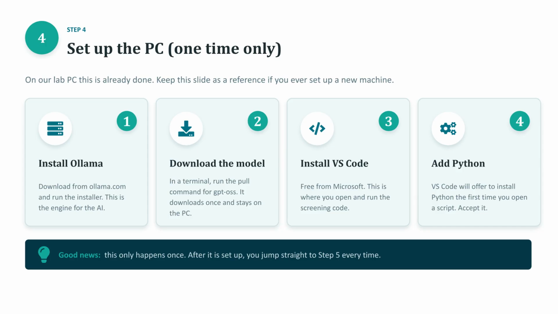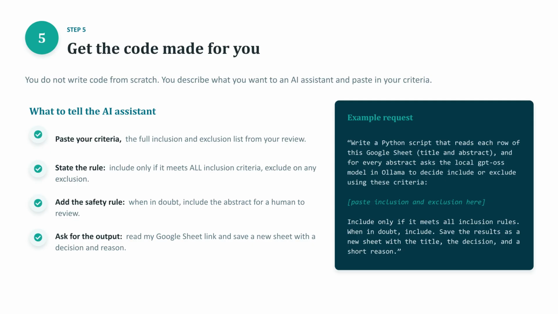You just say yes. After this, you skip straight to step 5 every single time. Step 5. And this is the part people are most nervous about. You do not write any code yourself. You ask an AI assistant to write it for you, in plain English. You paste in your full inclusion and exclusion criteria.